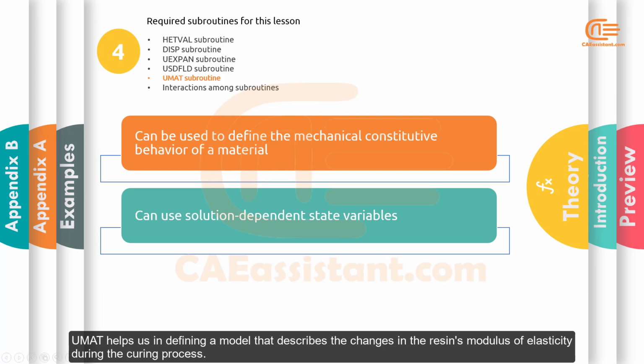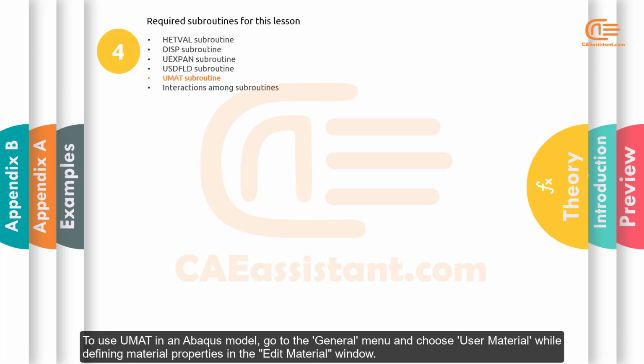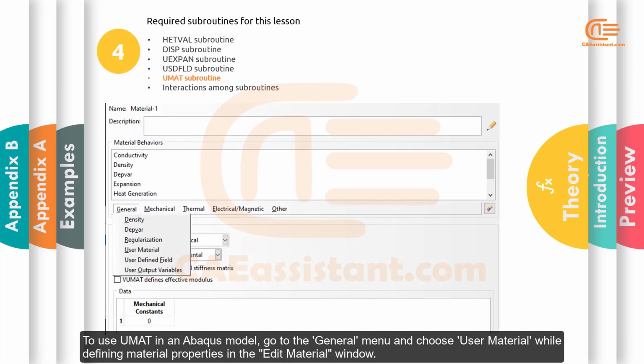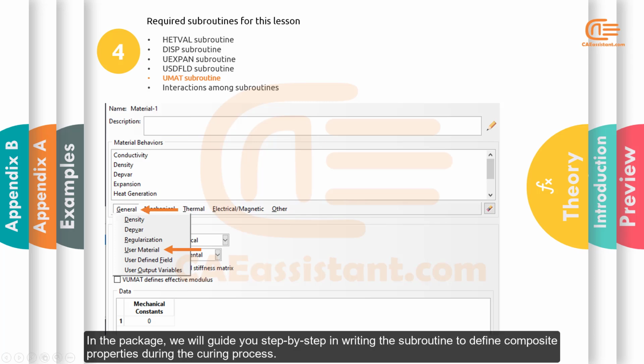UMAT helps us in defining a model that describes the changes in the resin's modulus of elasticity during the curing process. To use UMAT in an Abaqus model, go to the General menu and choose User Material while defining material properties in the Edit Material window. Abaqus will now use the material's behavior as defined by the provided UMAT subroutine. This covers the basic information required for using the UMAT subroutine in this lesson.